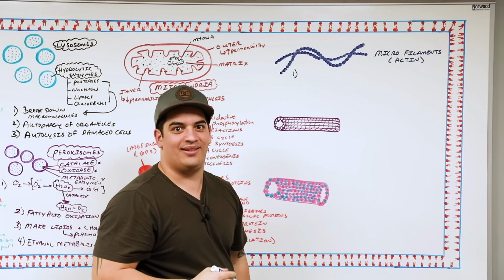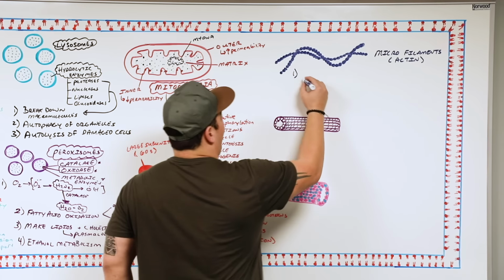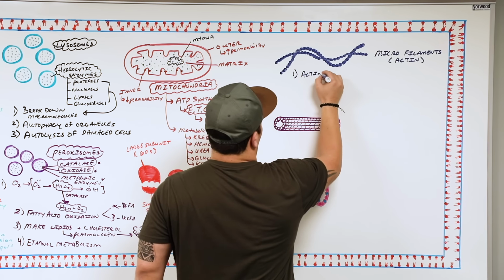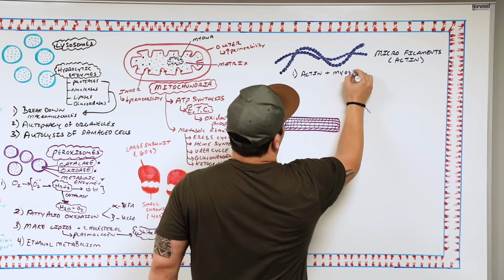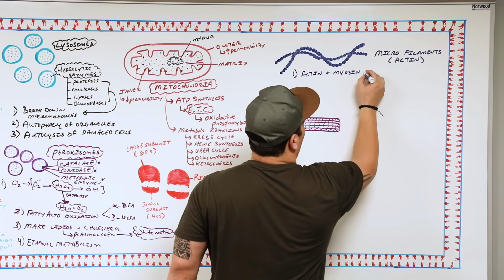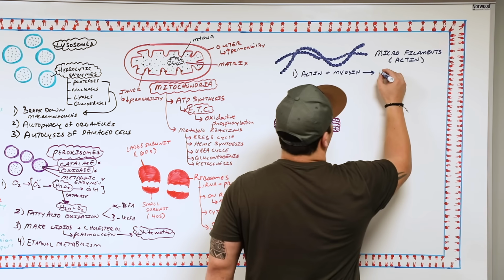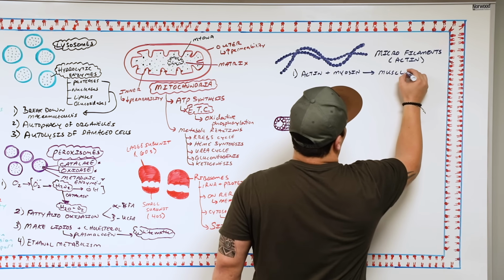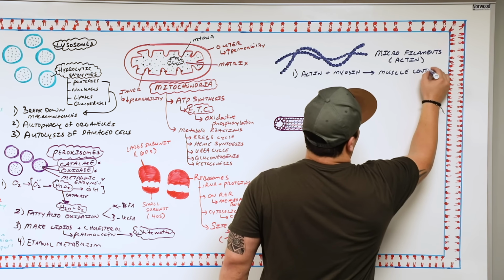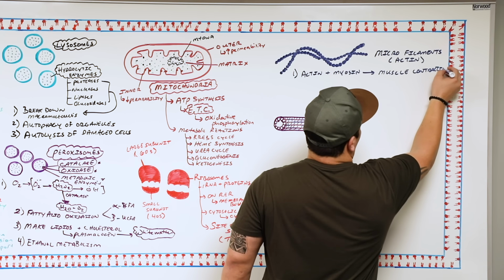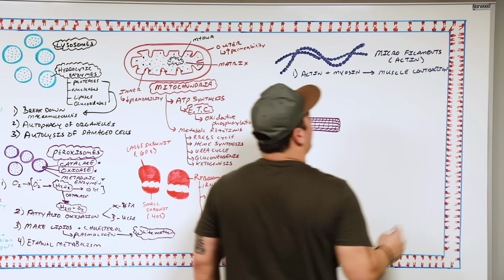What is that protein? Myosin. So whenever you have actin and myosin, particularly in a contractile type of cell, what can this do? This can lead to muscle contraction and relaxation. So this is going to be a protein that can be involved in muscle contraction. That is a very important thing to remember.